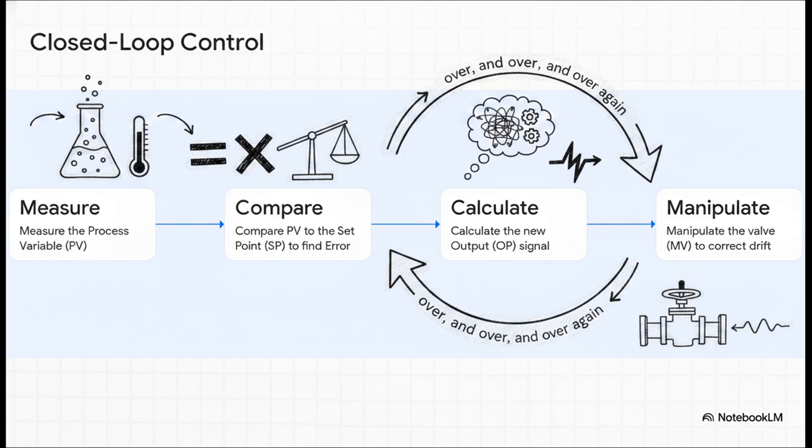This modulating closed-loop control is the brain of every PID loop. It constantly runs a 4-step sequence. First, measure the process variable. Second, compare it to the set point to figure out the exact error. Third, calculate the new output signal. And fourth, manipulate the valve to correct the process. Then, it just loops over and over again to fight off any process drift.